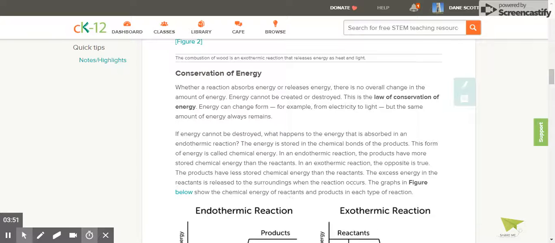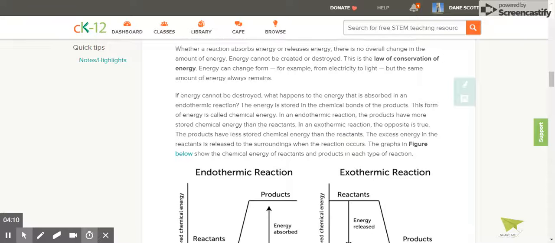Conservation of energy. Whether a reaction absorbs energy or releases energy, there is no overall change in the amount of energy. Energy cannot be created or destroyed. We've learned this. This is the law of conservation of energy. Energy can change form, for example, from electricity to light, but the same amount of energy always remains. If energy cannot be destroyed, what happens to the energy that is absorbed in an endothermic reaction? The energy is stored in the chemical bonds of the products.